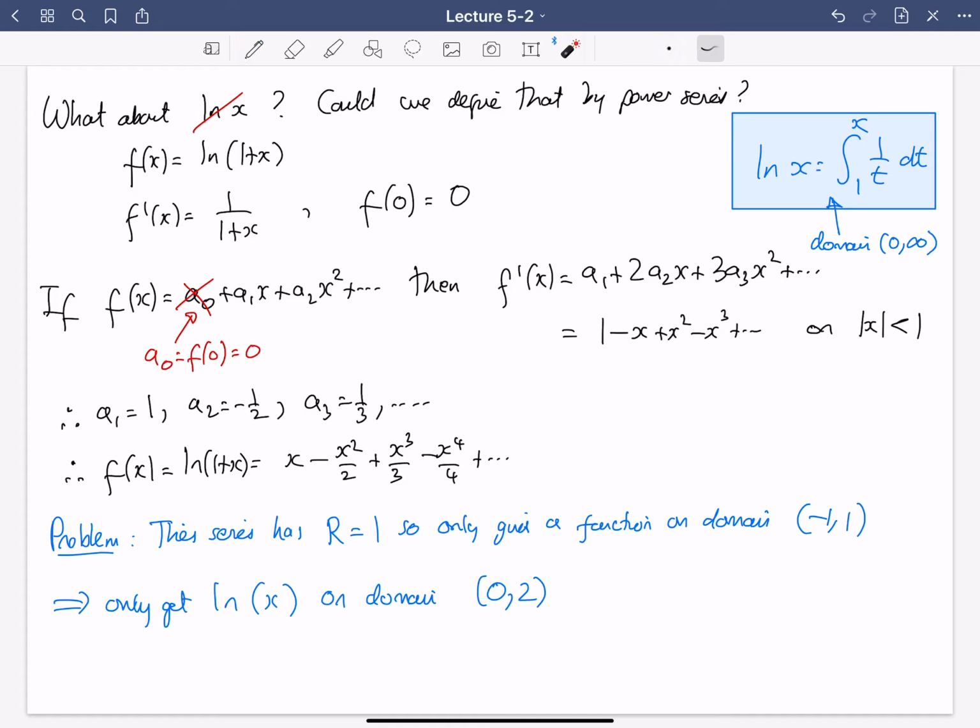So somehow this is not a good approach, because it doesn't give us a definition of a function with the right domain, whereas this approach as an integral did that. And so this is just the way of things. The power series approach works best for some functions and not for others. For other functions like natural log, you have to come up with some other way of defining it, and this integral method is really the best definition for natural log.